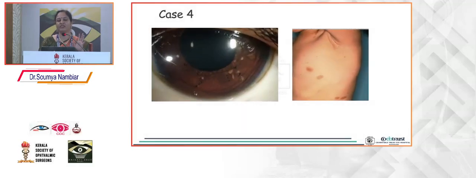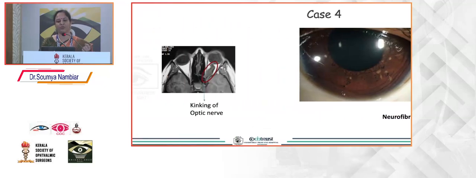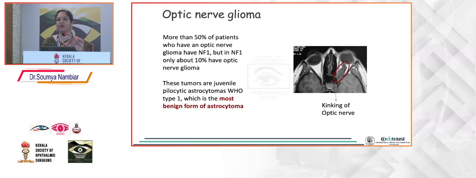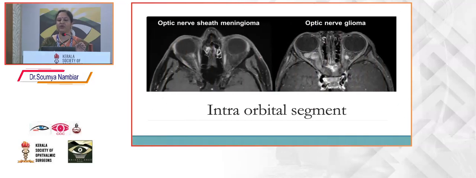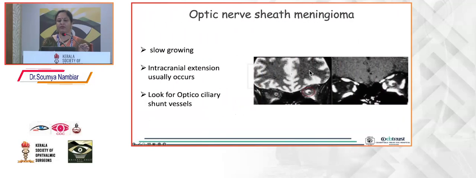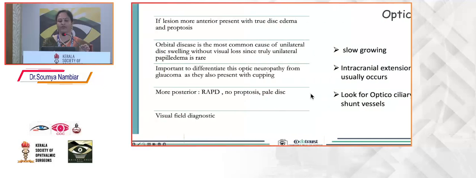Okay, and this is just to go through it. This is a case of Lisch nodules with neurofibromatosis. And you have to remember optic nerve glioma that is common in neurofibromatosis. So how do you differentiate a meningioma and glioma? You can see that in glioma there will be a kinking of the optic nerve. Okay. In a meningioma, what you can see is sheathing along the optic nerve.